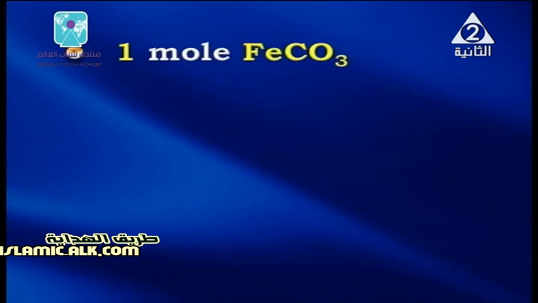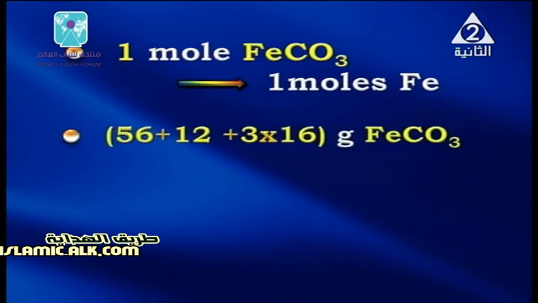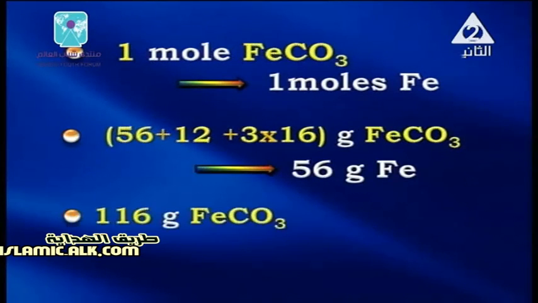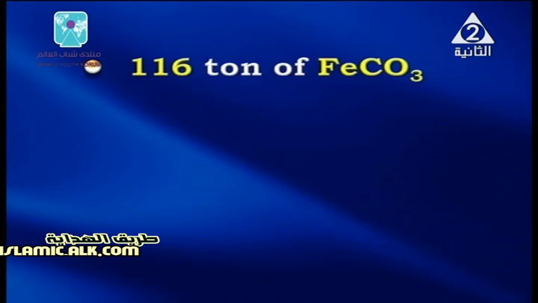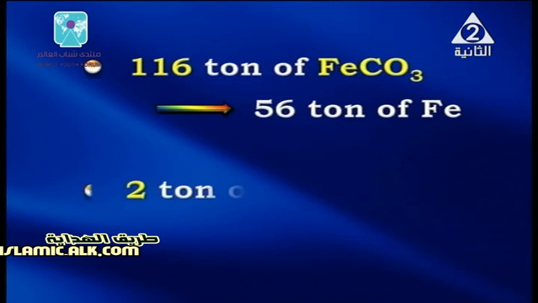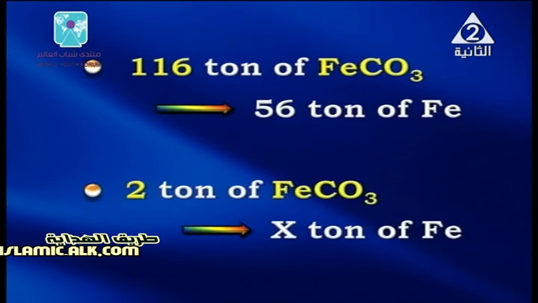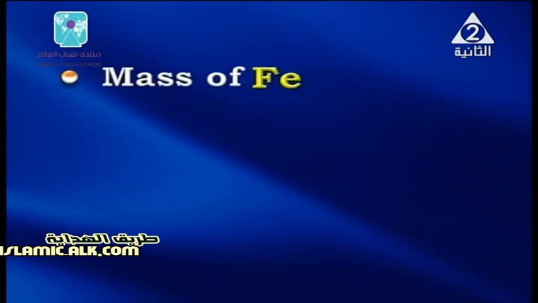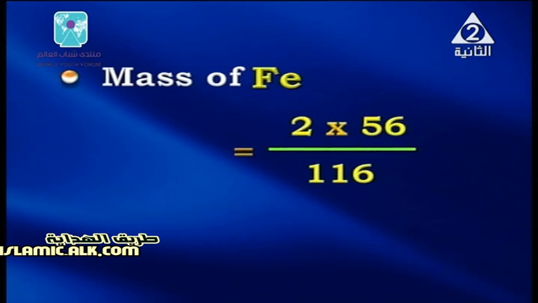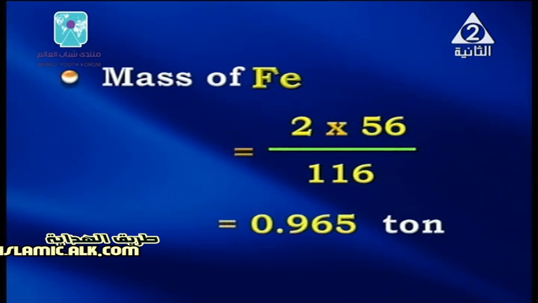Here 1 mole of iron 2 carbonate contains 1 mole of iron. So 56 plus 12 plus 3 times 16 gram iron 2 carbonate contains 56 gram iron. So 116 gram of iron 2 carbonate contains 56 gram iron. Then 116 ton of iron 2 carbonate contain 56 ton of iron. So 2 ton of iron 2 carbonate contains X ton of iron. So by getting the ratio, mass of iron equals 2 times 56 over 116. So it will be 0.965 ton.